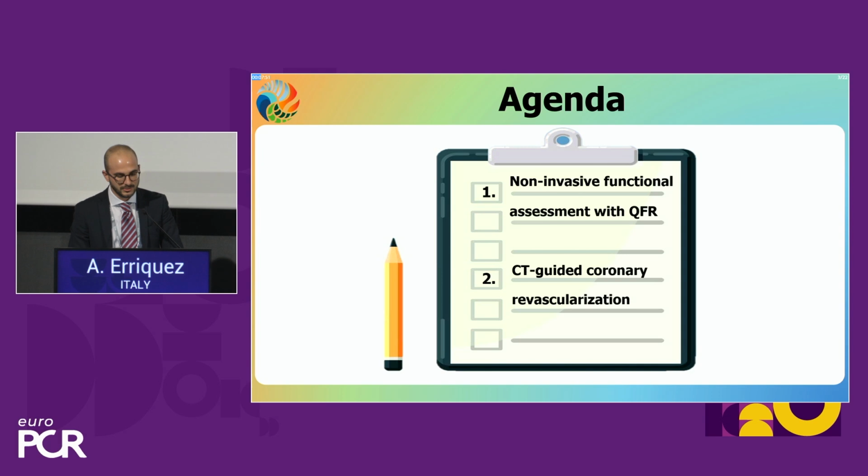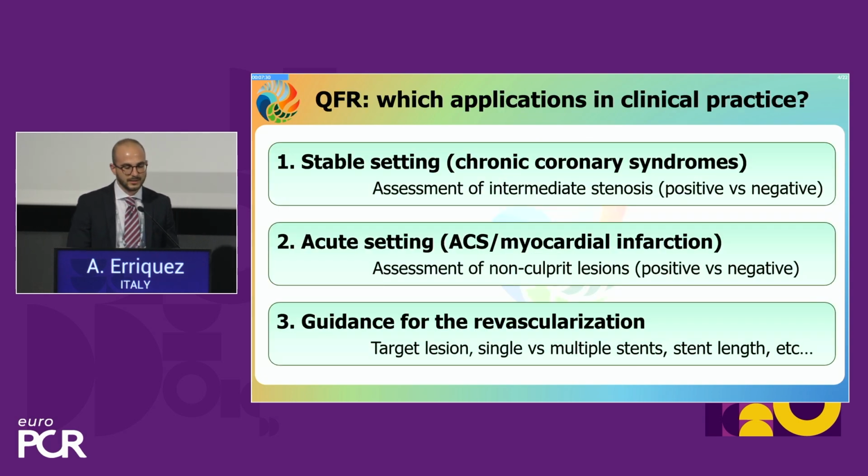To present QFR and CCTA for clinical decision-making and optimal PCI guiding. Well, my presentation will focus on these 2 different topics: non-invasive functional assessment with the quantitative flow ratio, and in particular the new version of the software, the 3.1 version, and the use of CT coronary angiography for the guidance of revascularization. Starting from QFR, this technology can be used in different clinical scenarios, as highlighted by Professor Onuma, from chronic coronary syndromes to acute coronary syndromes, and also for the guidance of the revascularization.